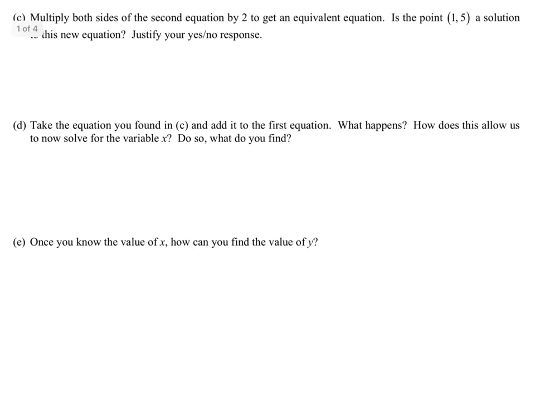Letter C says to multiply both sides of the second equation by 2 to get an equivalent equation. So our original equation is x minus y equals negative 4. But what it's asking us to do is multiply this by 2. So 2 times x is 2x minus 2 times y is 2y equals 2 times negative 4 is negative 8.